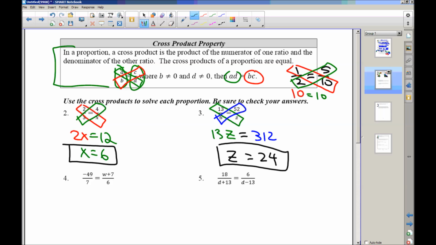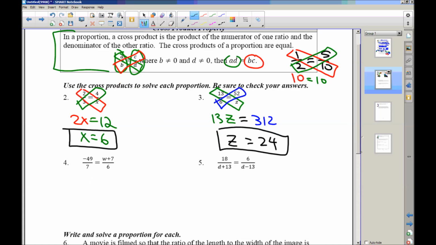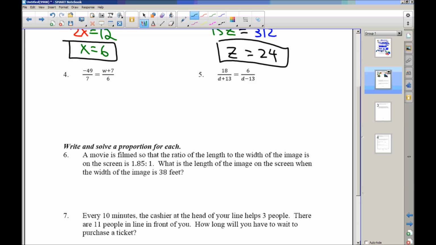Now, I know in the past you've learned little shortcuts on how you can trick and get it really fast or do a lot of it in your brain. I want to see the cross products equal to each other, because when we get down to the next ones, you can see that the tricks don't work anymore. Okay? So this one, we do our cross products. We're going to get 6 times negative 49, negative 294. And the other way, we have 7 times w plus 7.